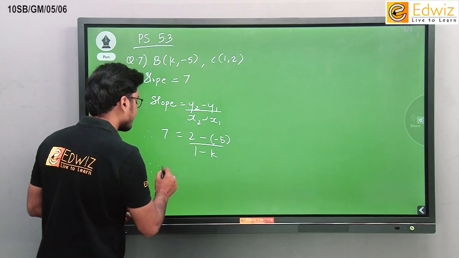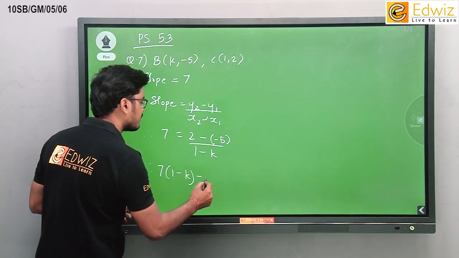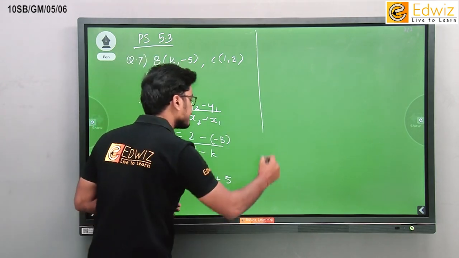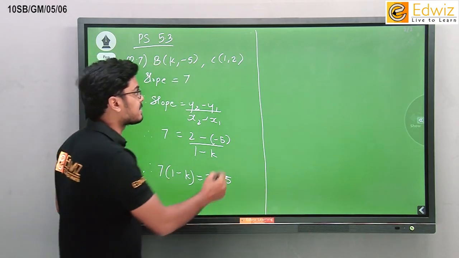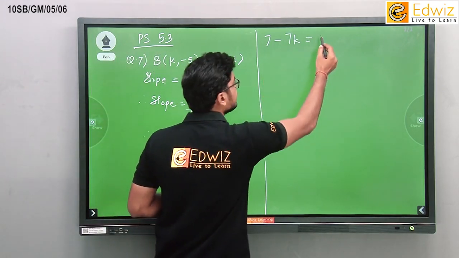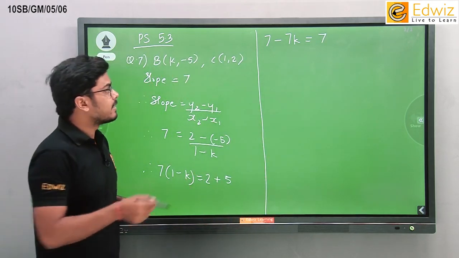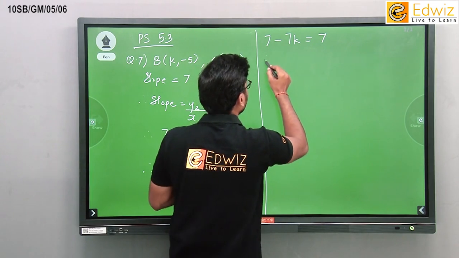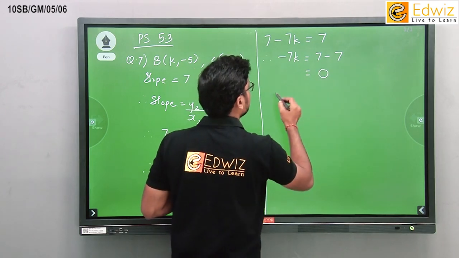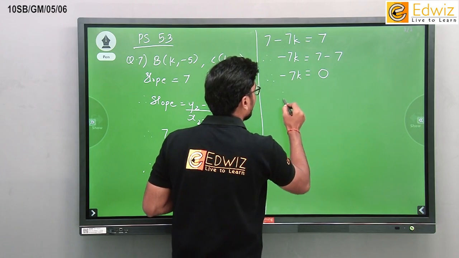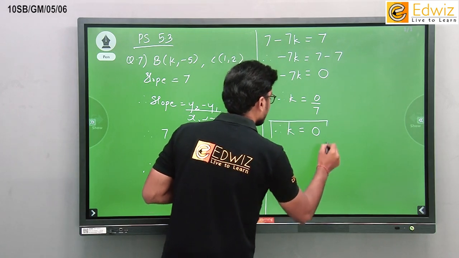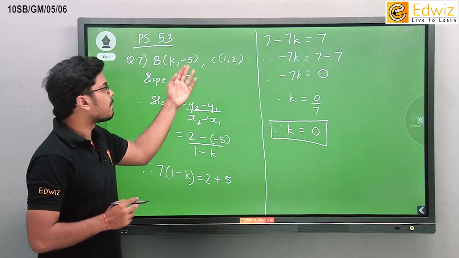Just change the side. 7 will get multiplied to 1 minus k, and this will be equal to 2 minus minus 5, which becomes plus 5. In the next step, 7 into 1 is 7, minus 7 into k is 7k, equal to, on the right hand side, 2 plus 5 is 7. Take this 7 to the other side. Minus 7k will be equal to 7 minus 7, which is 0. That means k equals 0 upon minus 7, that is nothing but 0. So the coordinates of point B are 0 comma minus 5.